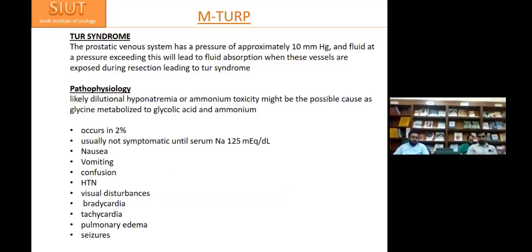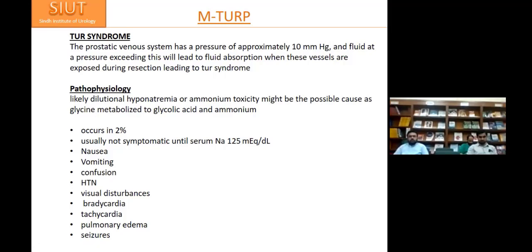The TUR syndrome. The prostate venous system has a pressure of approximately 10 millimeters of mercury, and fluid at a pressure exceeding this will lead to fluid absorption when these vessels are exposed during resection, leading to TUR syndrome. The pathophysiology is likely dilutional hyponatremia or ammonium toxicity, as glycine is metabolized to glycolic acid and ammonium, which act on inhibitory neurotransmitters, thereby causing seizures and other symptoms. It occurs in 2% of patients, usually not symptomatic until serum sodium is less than 125.